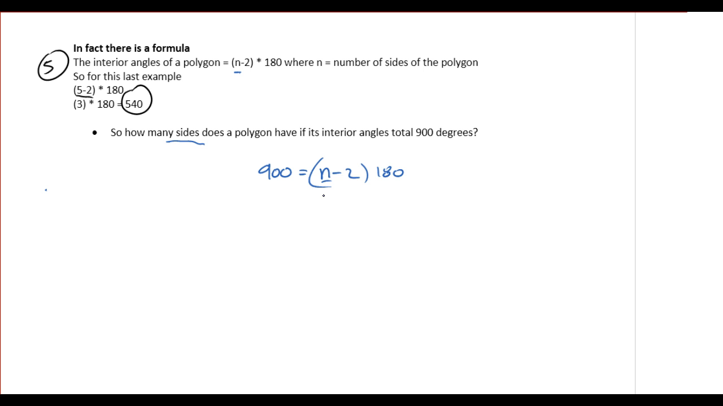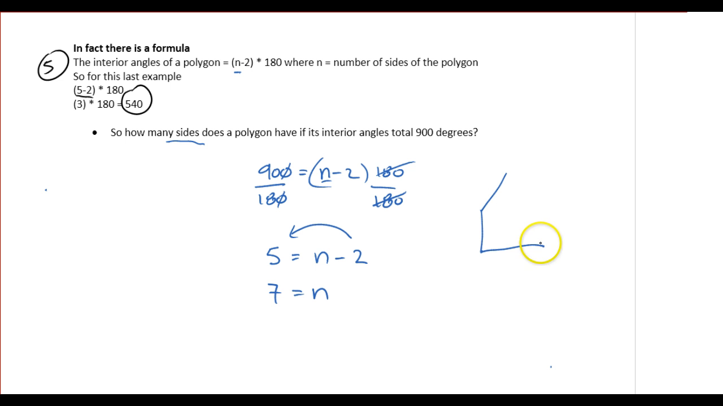So we're going to divide both sides by 180 to get rid of that 180. So 900 divided by 180, which is just 90 divided by 18, is going to equal 5. So 5 equals n minus 2. And then n equals 7 once we get that 2 over to the other side. So how many sides does a polygon have if its interior angles total 900 degrees? Well, it has 7 sides. So it might look something like this.